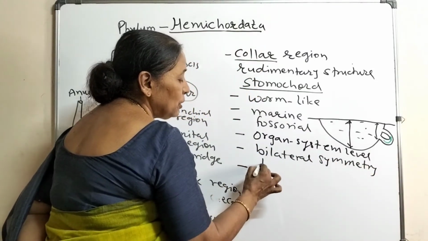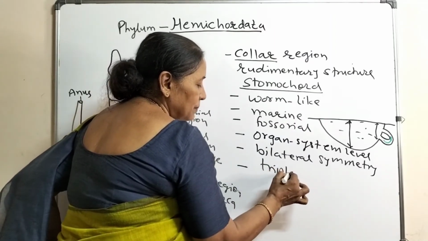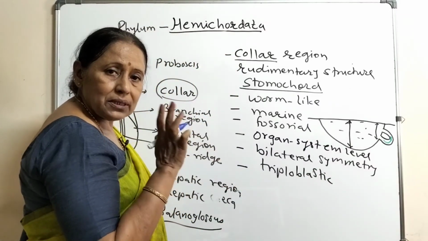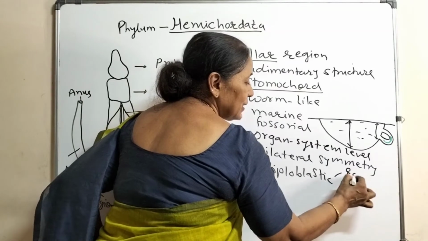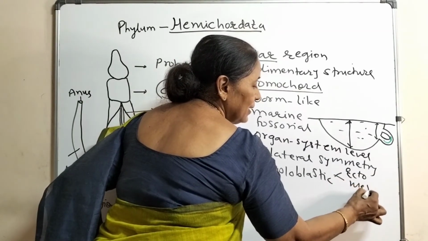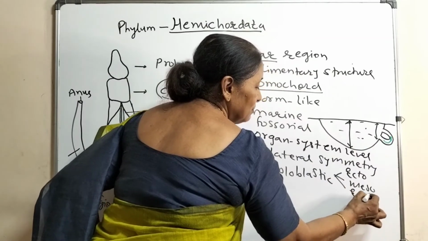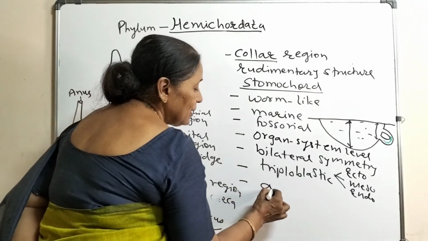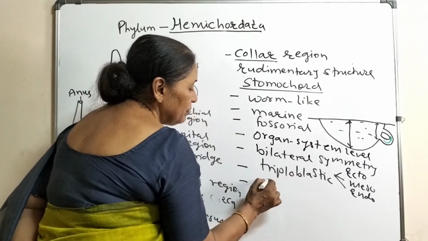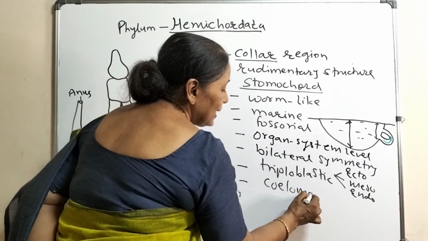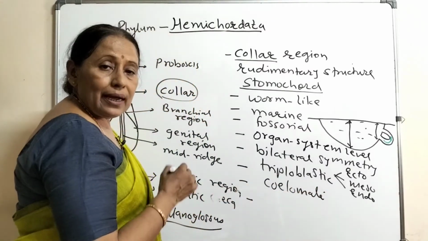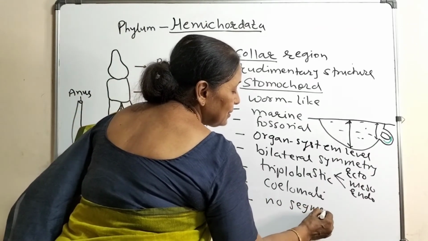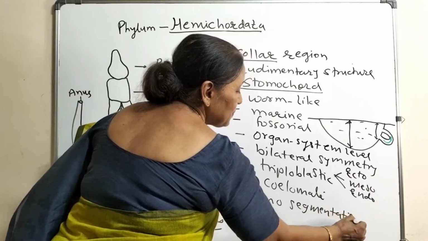Then they are triploblastic, which means during their embryonic condition, 3 germ layers are formed. One is ectoderm, middle is mesoderm and inner is endoderm. 3 germ layers are formed and the coelom is true. That means they are true coelomate. They have true coelom, and their body does not show any segmentation. Segmentation is not shown. Fine.